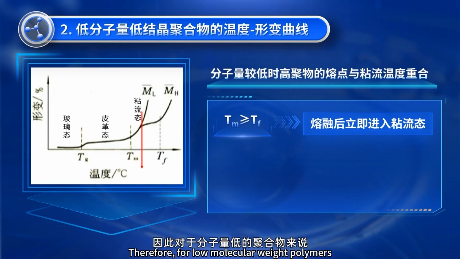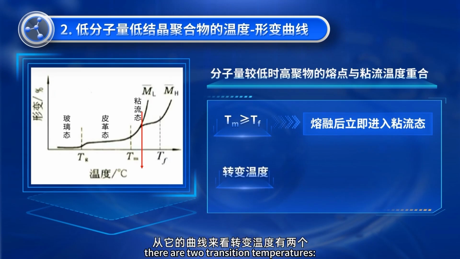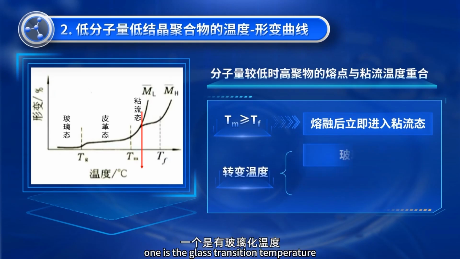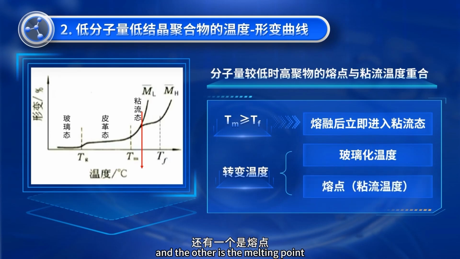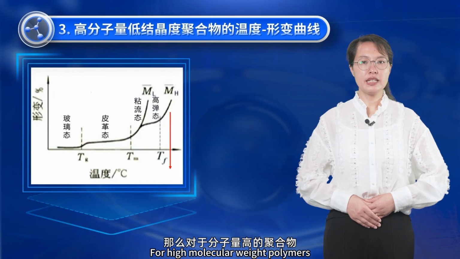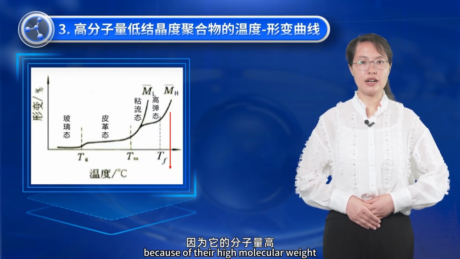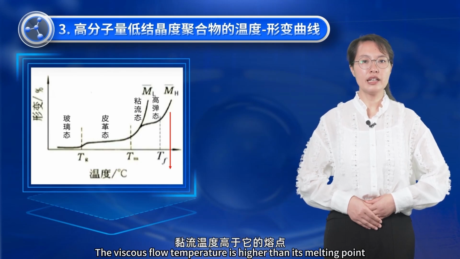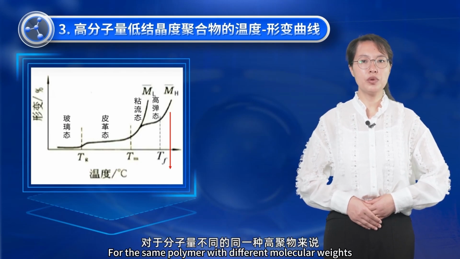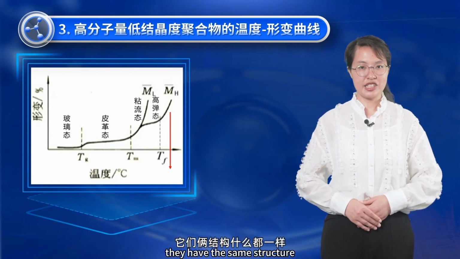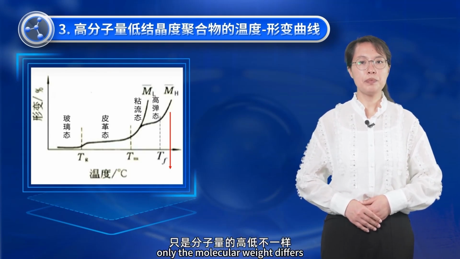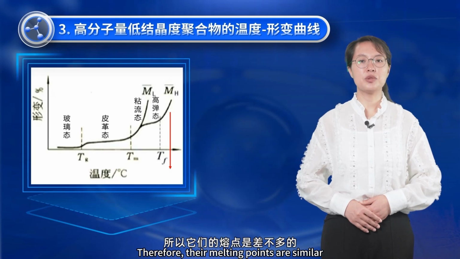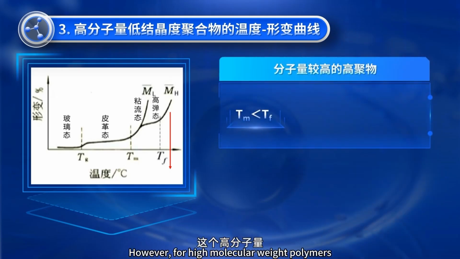Therefore, for low molecular weight polymers, looking at the curve, there are 2 transition temperatures. One is the glass transition temperature, and the other is the melting point, which is also the viscous flow temperature. For high molecular weight polymers, because of their high molecular weight, their viscous flow temperature is higher. The viscous flow temperature is higher than its melting point. For the same polymer with different molecular weights, they have the same structure, only the molecular weight differs. Therefore, their melting points are similar. However, for high molecular weight polymers, the viscous flow temperature is higher.